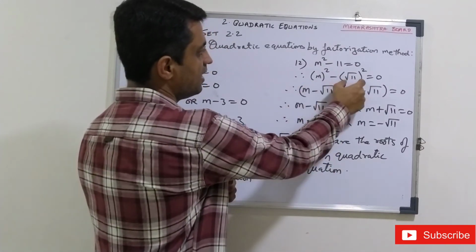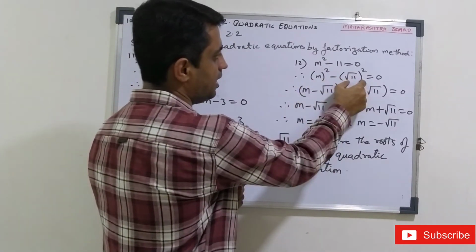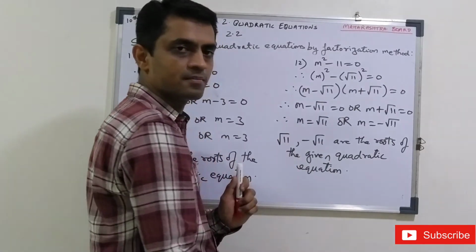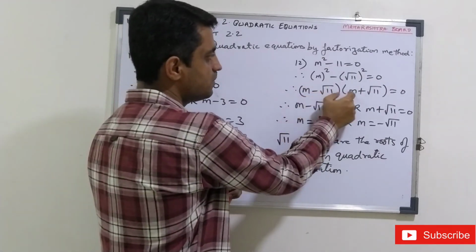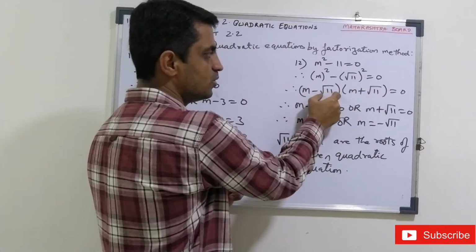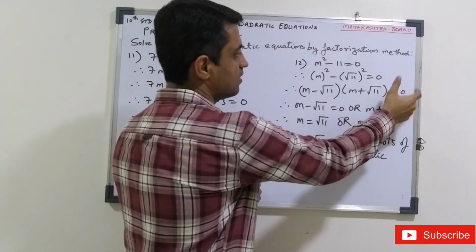Now if you see, it will fit in the formula. This is our a, this is our b. So a square minus b square. So what will you get? a minus b, a plus b, means m minus root 11 and m plus root 11 is equal to 0.